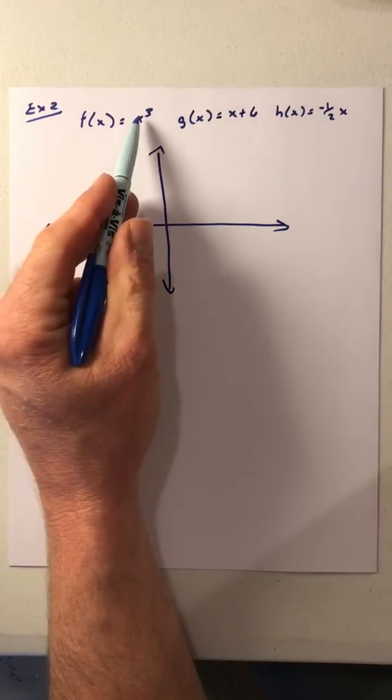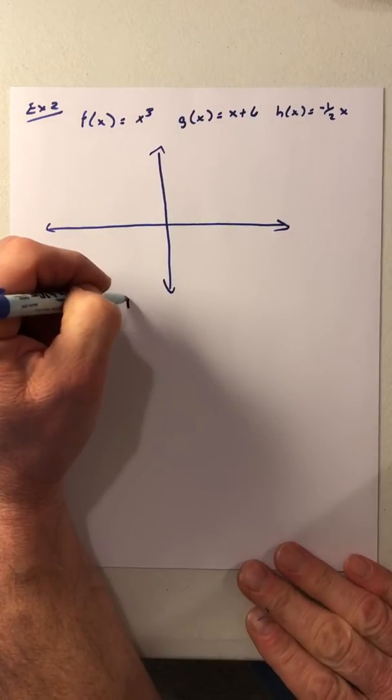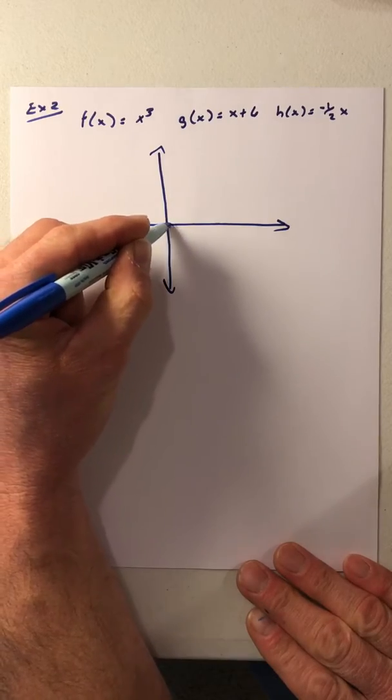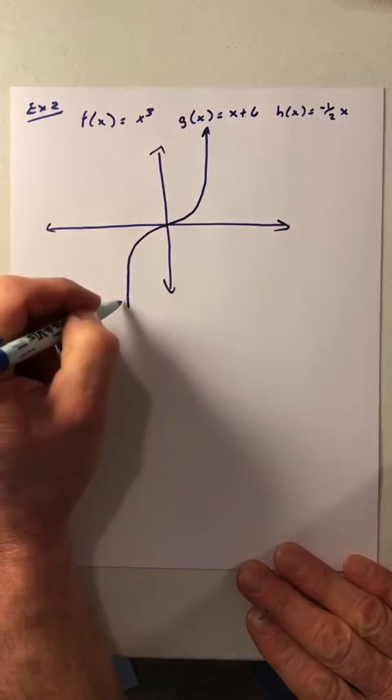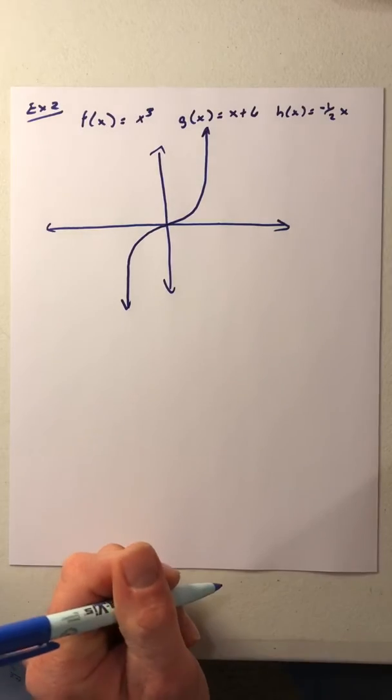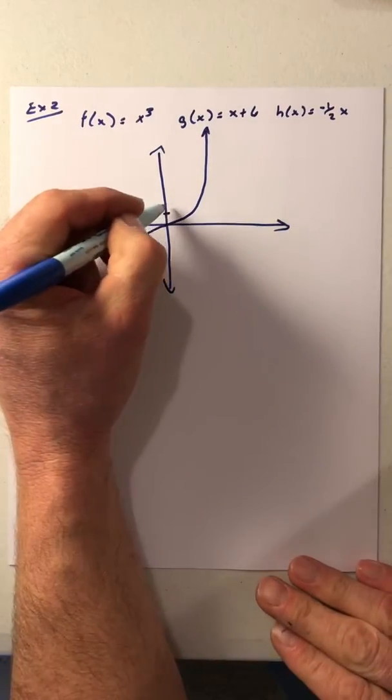So if we look at x to the third, nice cubic. That's a parent graph. We all need parents. Love your parents. We have y equals x plus 6.